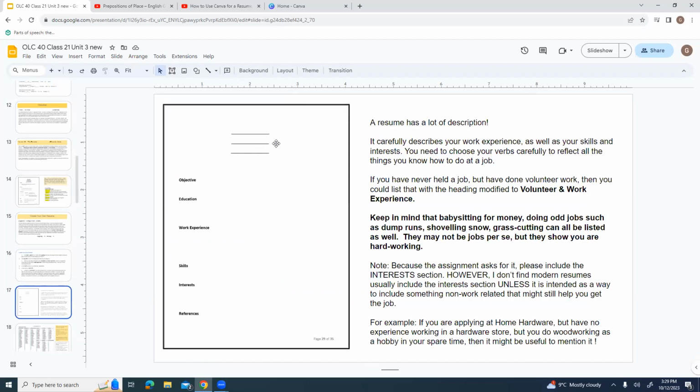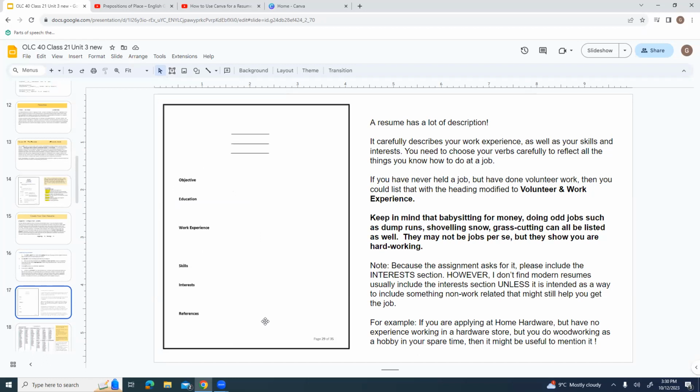Okay, so here is like the rough layout. You can just handwrite on this, okay? I would maybe do a photocopy first before I did that so I had a spare one in case I messed up. But anyway, so you need your objective, your education, your work experience, your skills, your interests, and your references. They want it in this order, so go ahead and do it in that order.